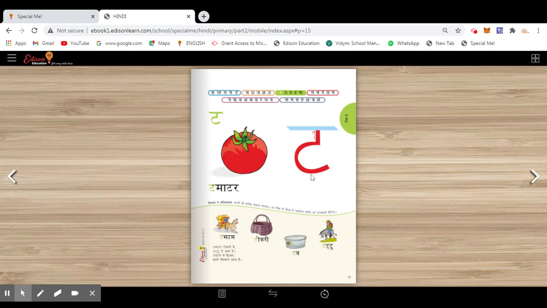So this way students you have to revise all the vyanjans and all the vocabulary words. Look here, this is vyanjan T. T se tomato. Next, T se tum tum. T se tokri. T se tub. T se tattu.